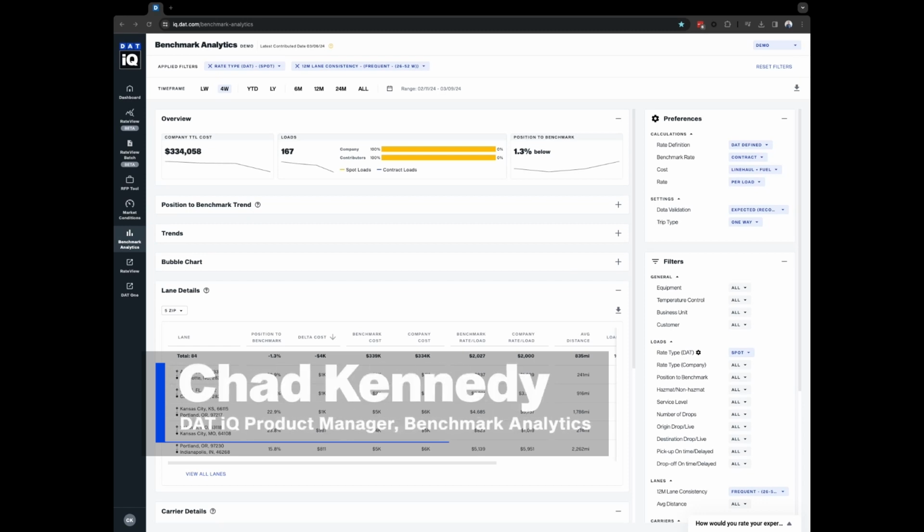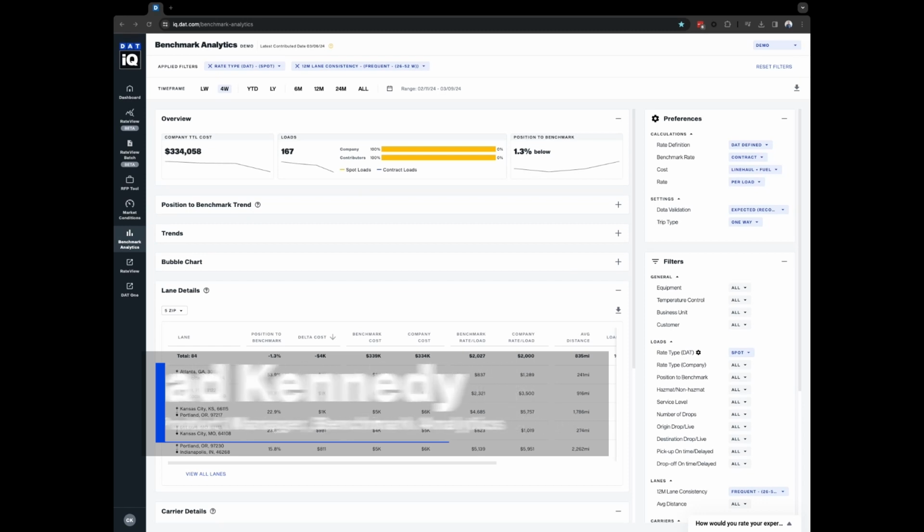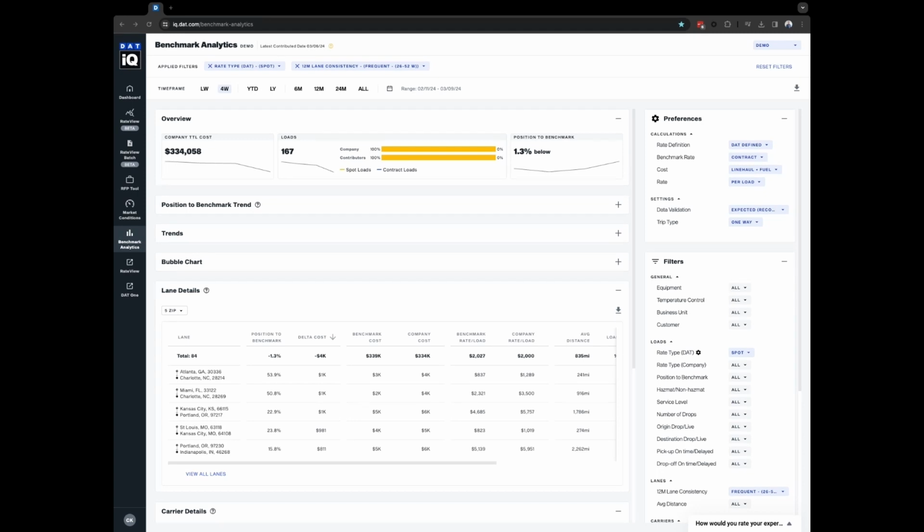Hi, in this tutorial I'm going to go over analyzing your spot rates that are running on consistent lanes. Your consistent lanes in transportation are where you have the most leverage in the marketplace. One of the most common misnomers in transportation is that the largest shippers get the lowest rates. We don't see that to be true in our data. What we do see to be true is the most consistent lanes do get the lowest rates.